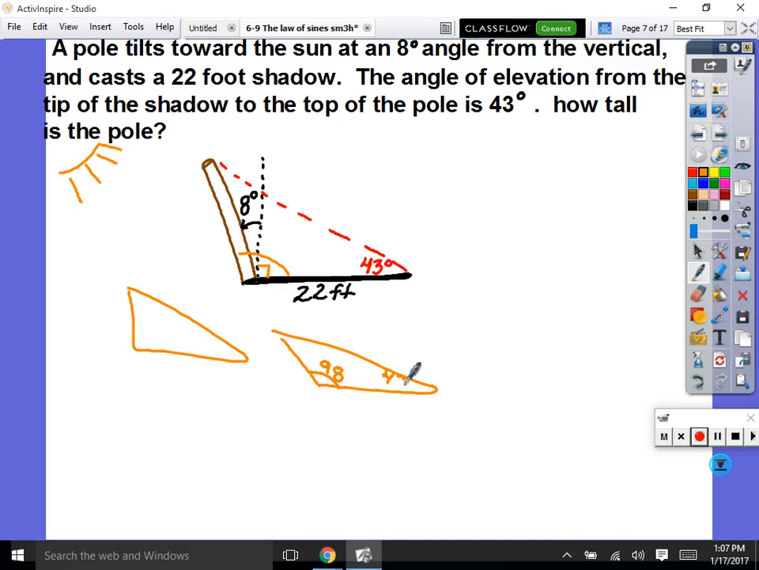This is 43 and this is 22. It wants to know how tall is the pole, so I'm going to put X there. So we would need to use the law of sines because we're given two angles and another side. So we can easily find that angle. So everybody find that angle. We're going to need it. 180 minus 98 minus 43.